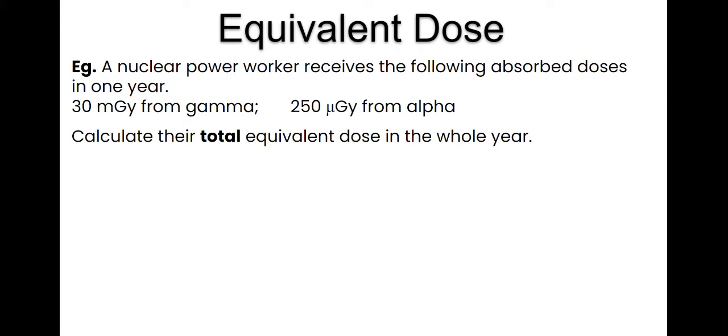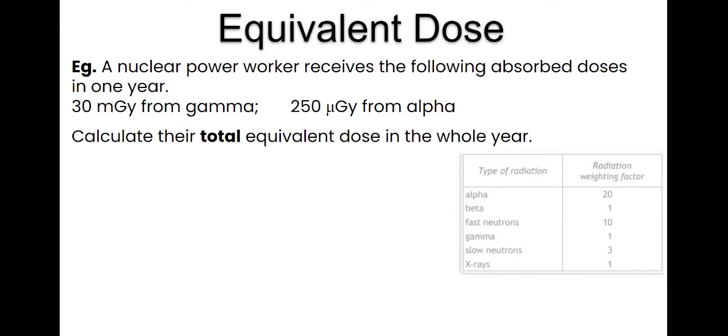So, here's a question. A nuclear power worker receives the following absorbed doses in 1 year: 30 milligrays from gamma radiation and 250 micrograys from alpha. Calculate their total equivalent dose in the whole year. So, we've got two different types of radiation. So we need to figure out what is the equivalent dose from each type of radiation and then total it up at the end. So, first thing we need to know is the radiation weighting factor of each type of radiation. The little table on the right here is the one that's in the datasheet in our exam.